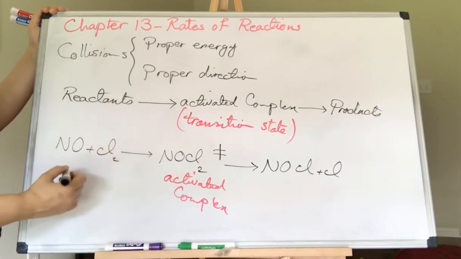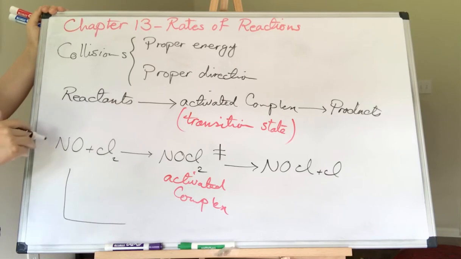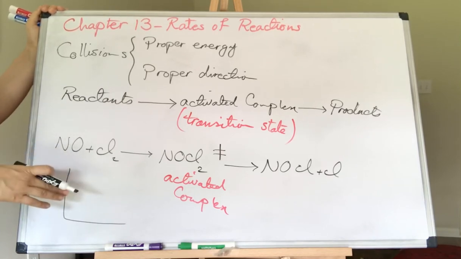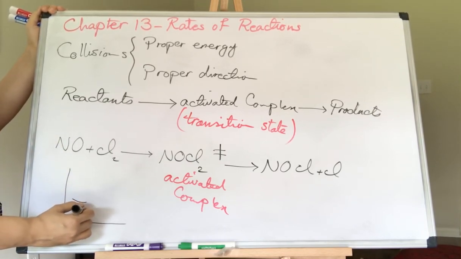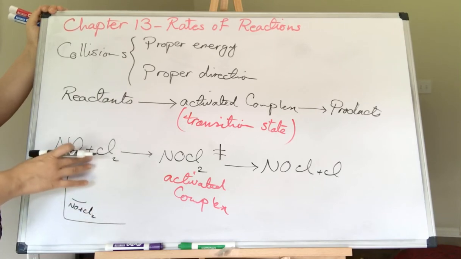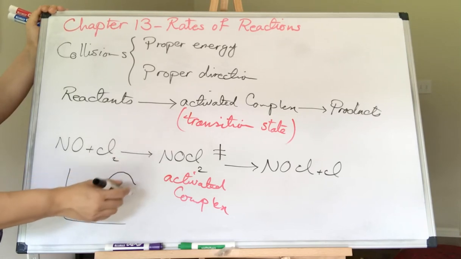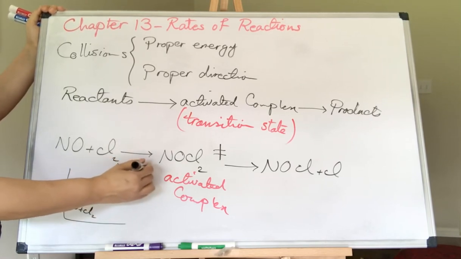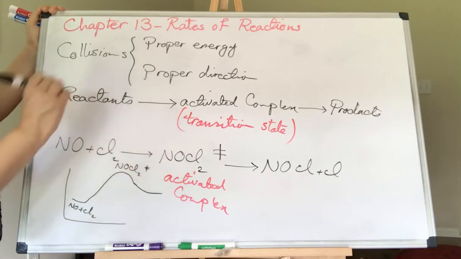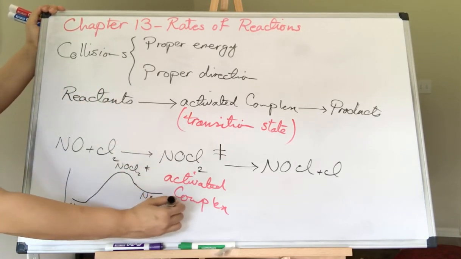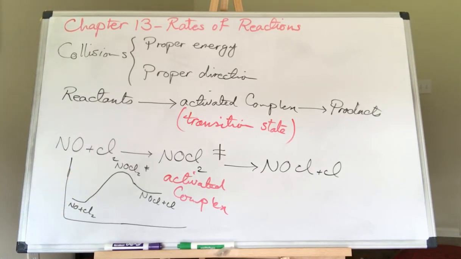For example, if you draw the energy diagram, energy versus reaction proceeding, you will have the reactants here. Let's say you have NO and Cl2 here. Then these NO and Cl2 need to form the activated complex, which has a pretty large energy barrier. This is NOCl2. And then they will form the products, NOCl plus Cl. What you need to know at this point is how to read these types of diagrams.